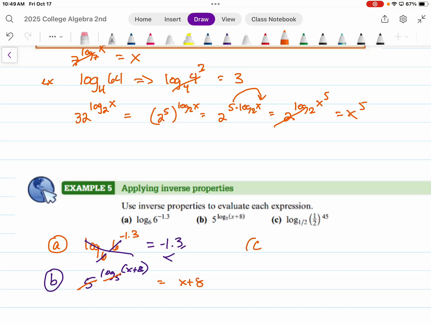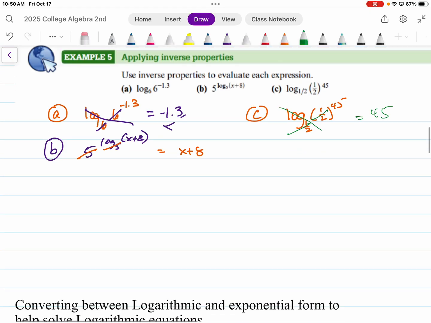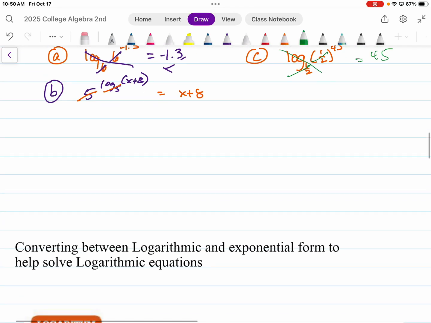And then for C, again, even with fractions, my base matches the base here, so that means I'm just left with 45. And remember, that log is canceled out too. When you cross out the left stuff, it takes away the word log as well. Again, pause, replay if you need to.